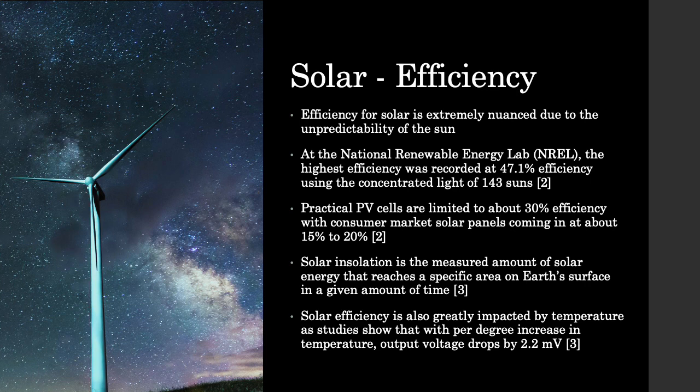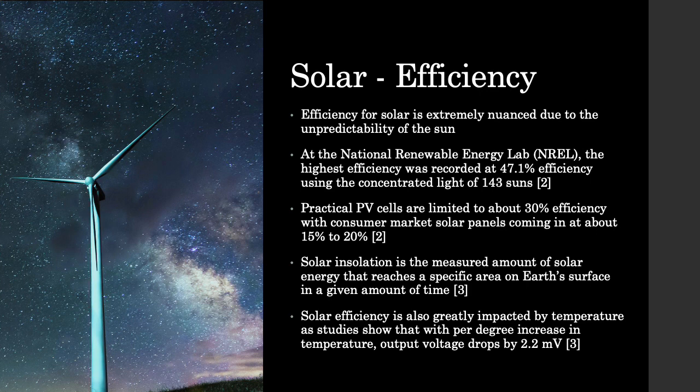Efficiency for solar is extremely nuanced due to the unpredictability of the sun. At the NREL, the highest efficiency ever recorded was 47.1% using the controlled light of 143 suns, a hypothetical number, but one interesting for science. However, practical PV cells are limited to roughly 30% efficiency due to the nature of the PV cell and the junction between the semiconductors, with consumer market solar panels coming in around 15 to 22%.